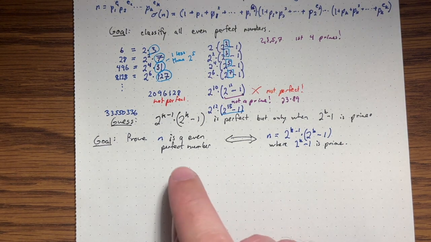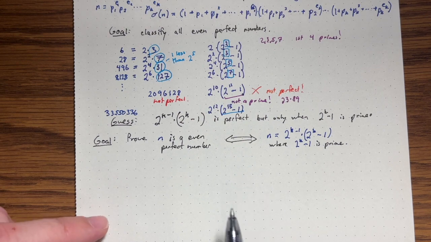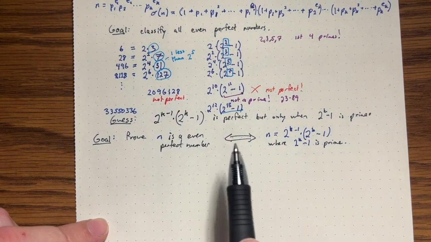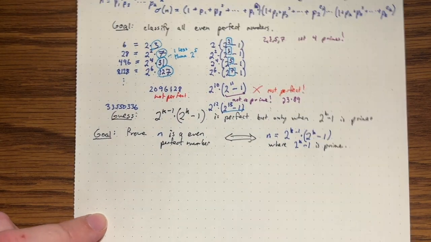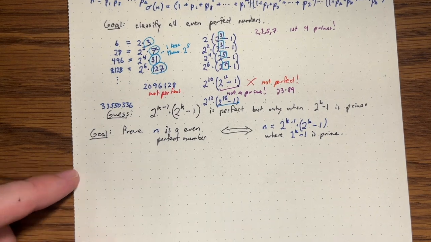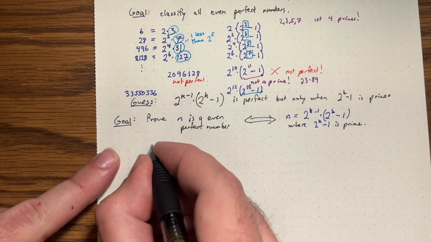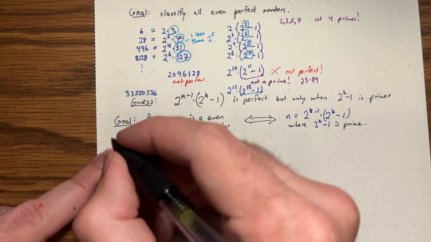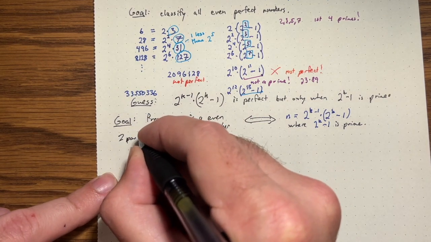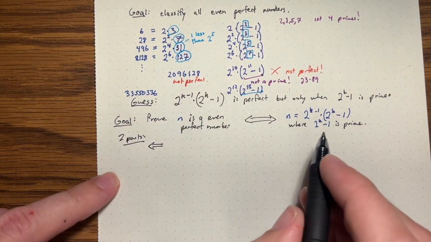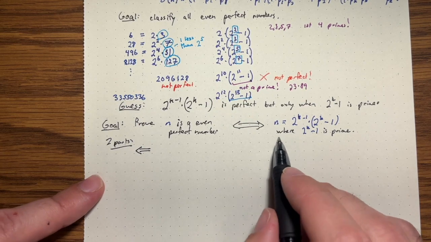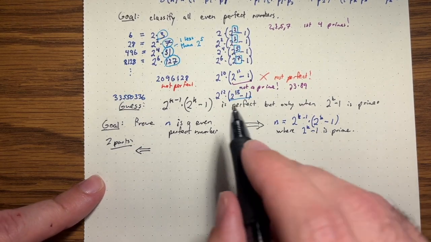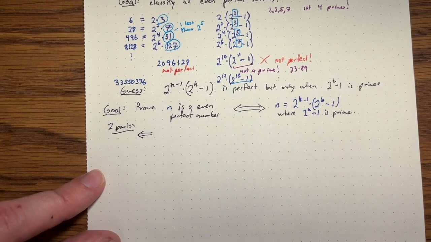And you can see this statement here actually has two parts. Right? So first of all, there's one part that's a little bit easier than the other one. So the easier direction is this direction. So yeah, there are two parts here. The easier way is assuming I have a number of this form to show that it's a perfect number. So we'll do that first.